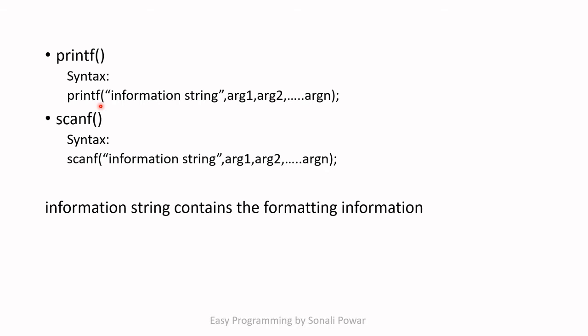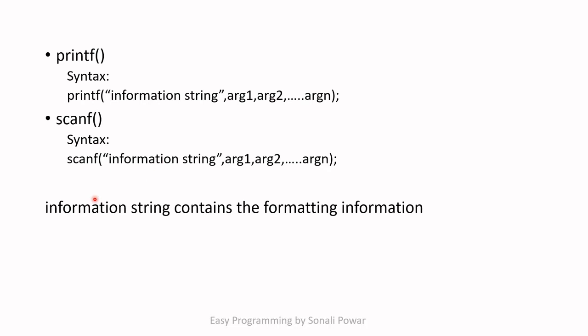In the printf function, after the opening bracket, in the double quote, I will write the information string, and after that, by placing the comma, I will write the list of the arguments which is separated by comma. And for the scanf function also the same syntax: scanf, put the information string into the double quote, and after that write down the argument list which is separated by the comma.